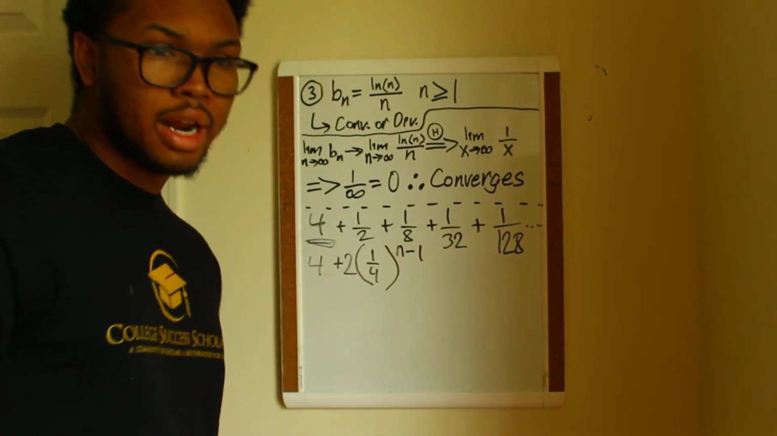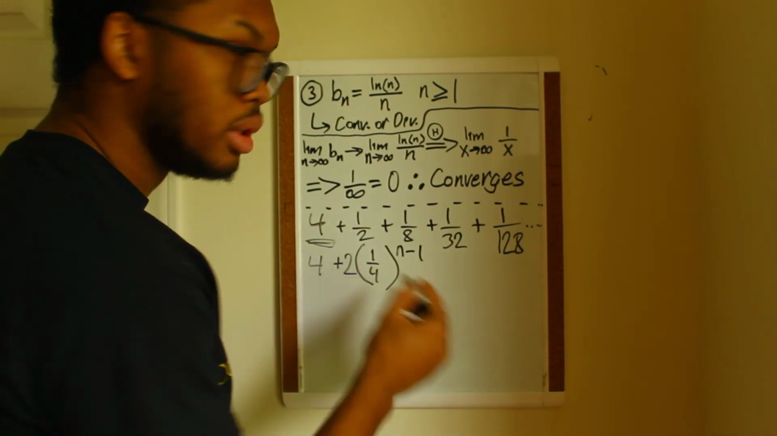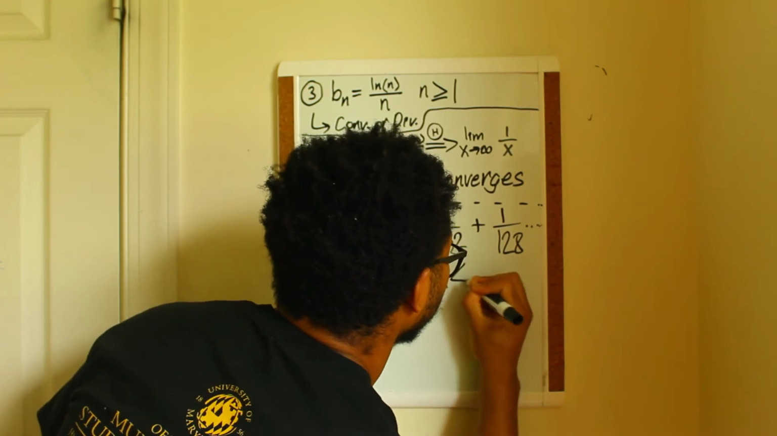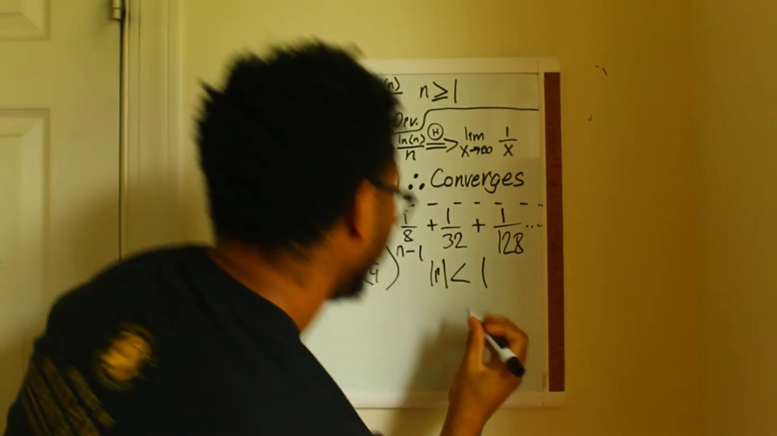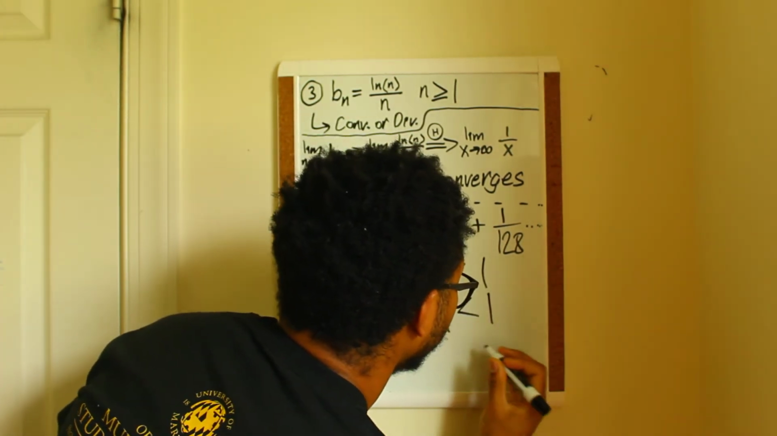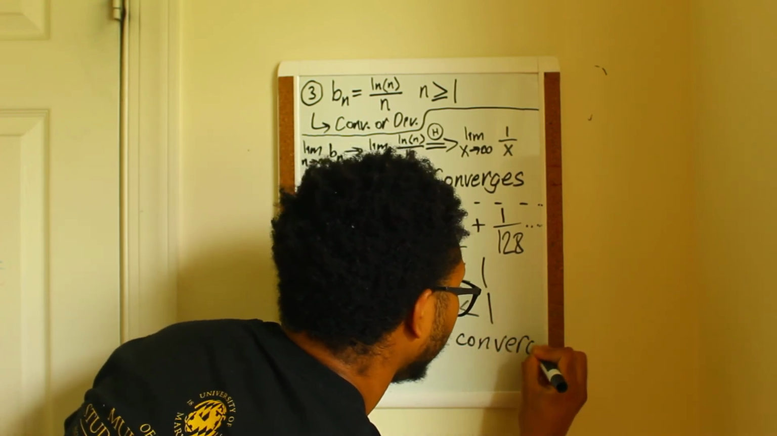But we're just trying to find out if it diverges or converges. So we use our rule where the absolute value of r has to be less than 1, right? And our r is 1 over 4. 1 over 4 obviously is less than 1, right? So we know it converges, right?